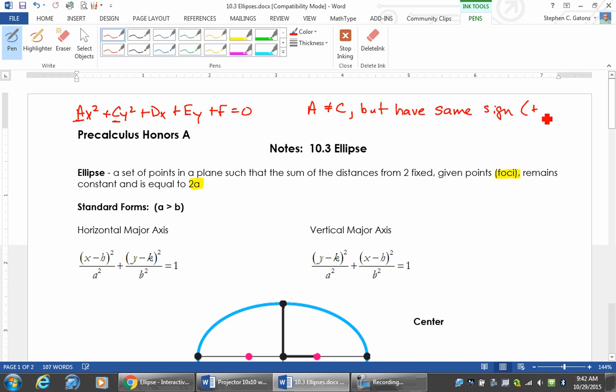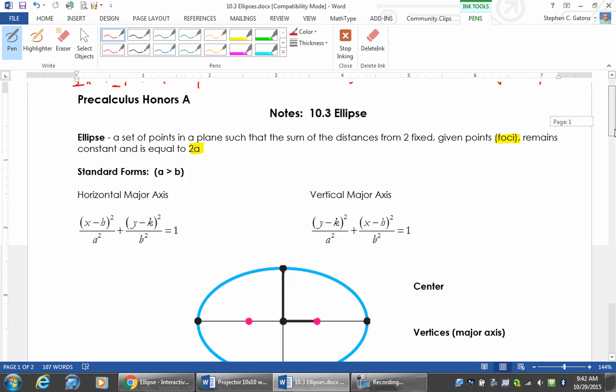They're either both positive or both negative. That's what makes something an ellipse, as opposed to a circle. Circles are very special kinds of ellipses. It's kind of like right or equilateral triangles being a special kind of triangle in general. It's the same kind of thing. Circles are much more specific because the coefficients are the same.